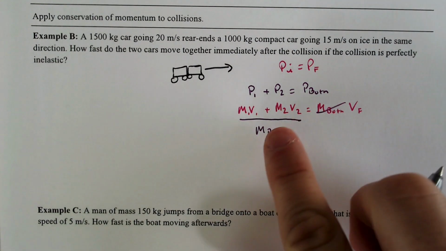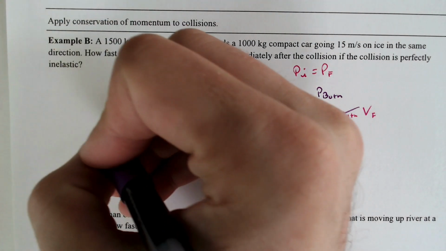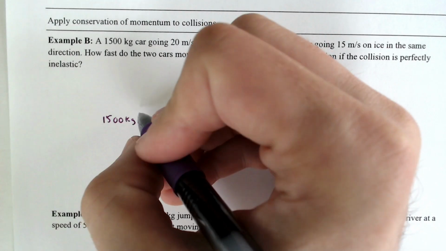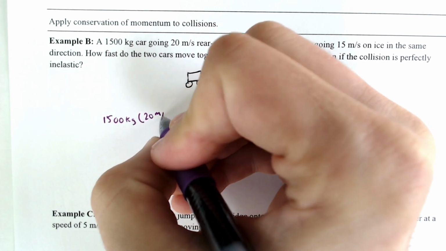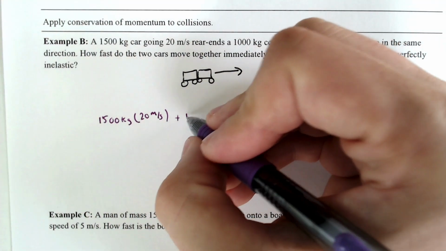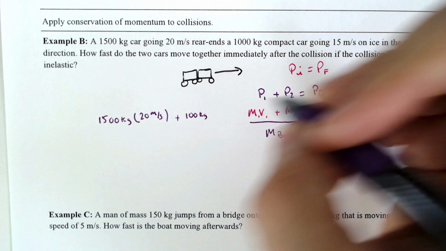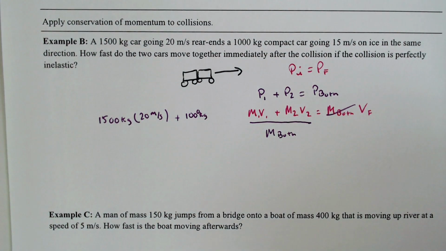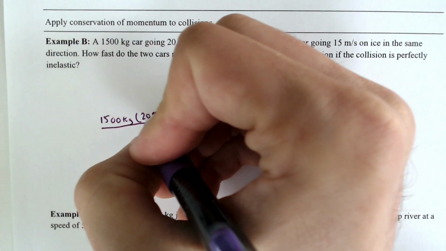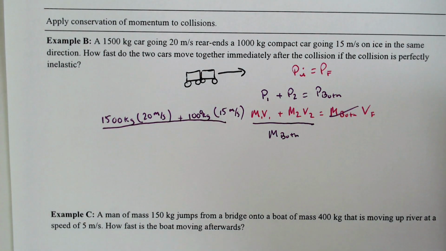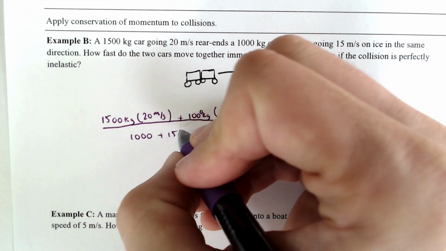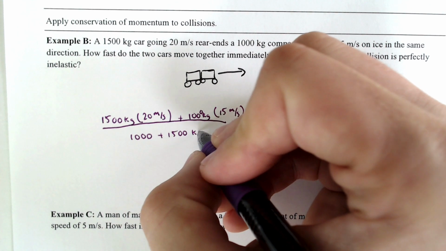So let's plug in everything. We've got the mass of the first car, which is 1,500 kilograms. We've got the velocity of the first car, which was 20 meters per second. And if we add that with the mass of the second car, which would be 1,000 kilograms, and then the velocity of the second car, which would be 15 meters per second, we would need to divide that by the mass of both. Well, the mass of both would be 1,000 and 1,500 kilograms put together.